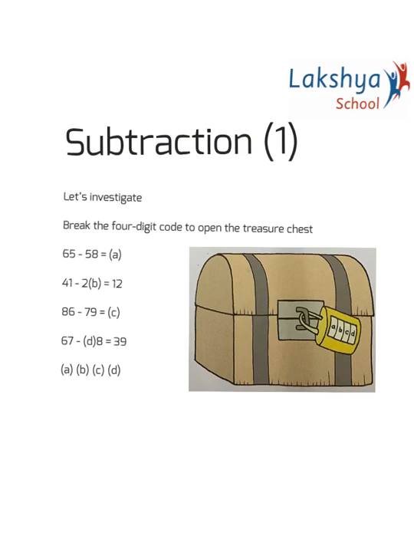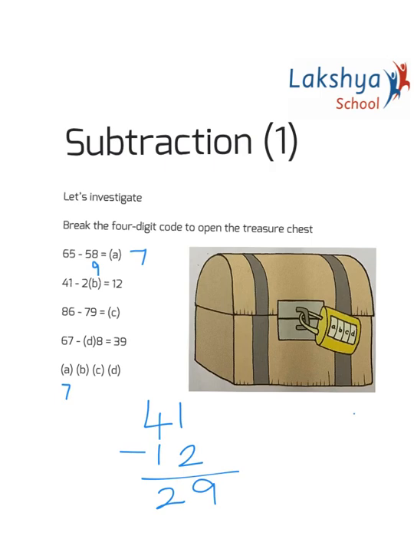65 minus 58. Let's do the backward or forward counting. So I can count from 58 up to 65, which gives me 7. So A is 7. Let's solve the B. 41 minus 2B is equal to 12. So 41 minus which number gives you 12? Let's work it out by taking away 12 from 41. So the answer is 29. So B would be 9 over here.